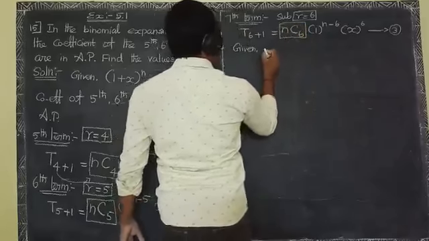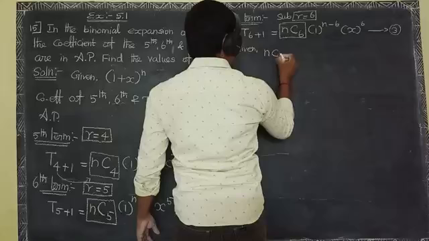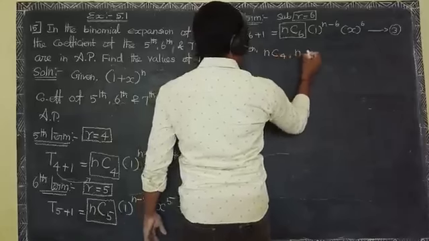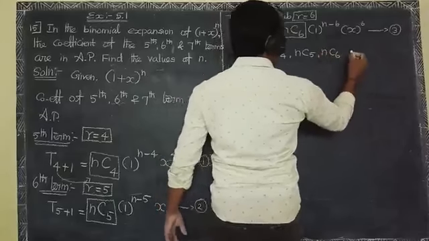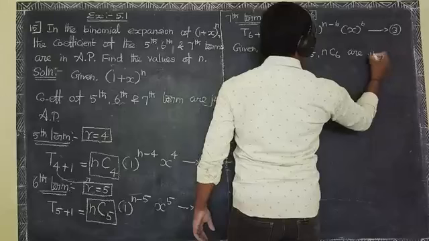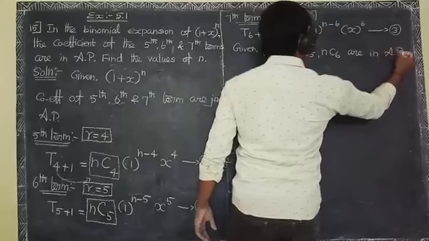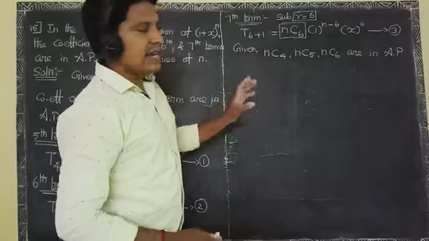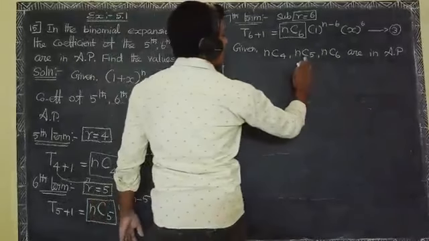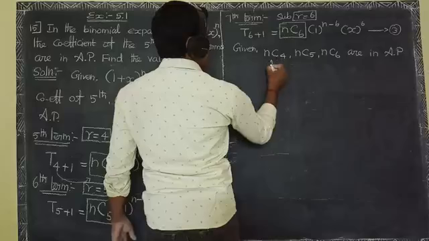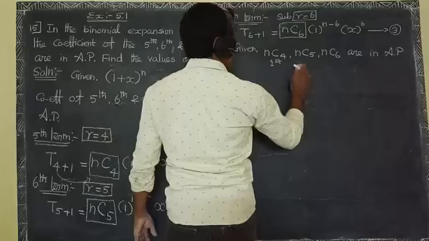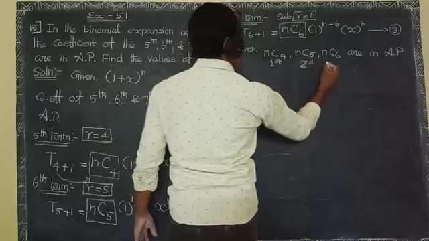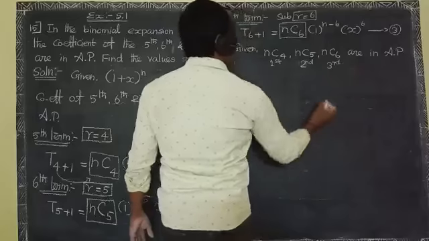Okay, given nC4, nC5, nC6 are in AP, arithmetic progression. It means 2 times the middle term. This is the first term, this is the middle term, that is the second term, and this is the third term.